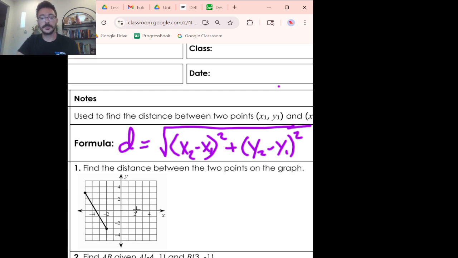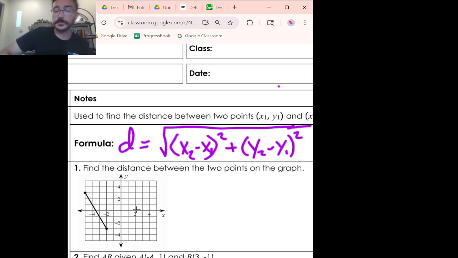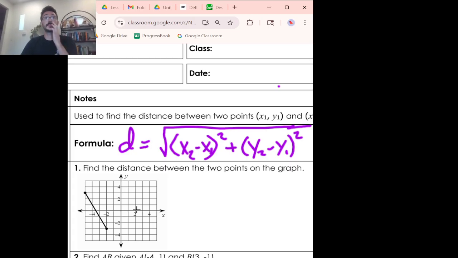For example, take this line segment right here. Unless we start breaking out some Pythagorean theorem, and those well versed in that may notice this is kind of just a rearrangement of the Pythagorean theorem, it's not easy to just count the points when our segment is not straight up and down or side to side. So we can use this formula. We do need the coordinates.